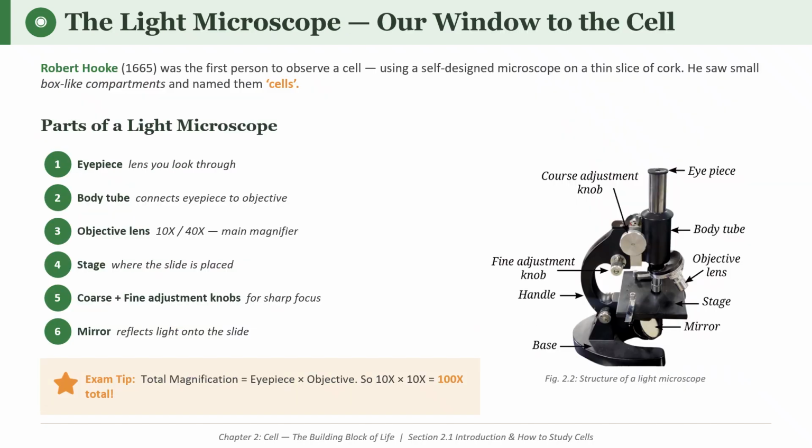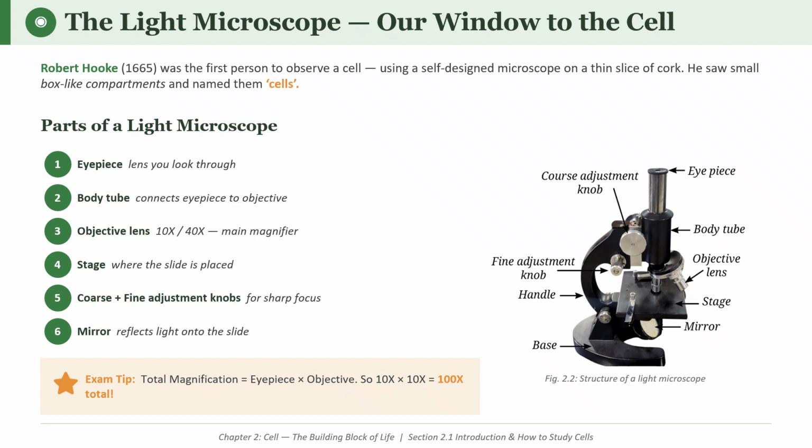Let's start with the next one, the light microscope. Before getting into this light microscope, let us study who discovered the cell. Cells were first discovered by Robert Hooke in 1665. He observed a thin slice of cork under a microscope and saw small box-like structures, which he named cells.